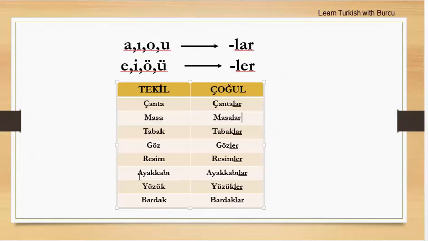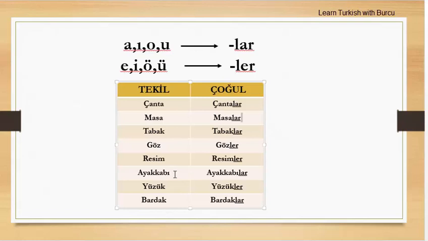Ayakkabı. Ayakkabılar. Ayakkabı means shoe. Ayakkabılar, shoes. Ayakkabı. The final vowel is ı, so we need to use lar. Ayakkabılar. Okay? By the way, when we use this word, for example, I want to buy shoes, okay?